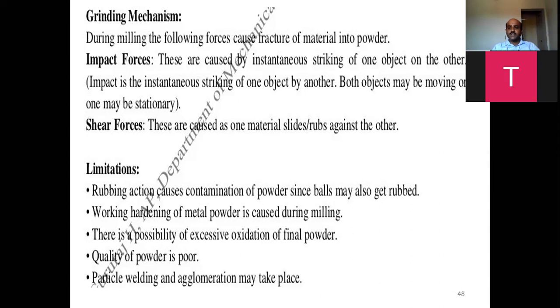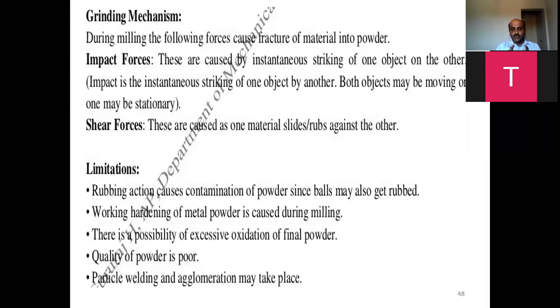And the second one, the shear forces. These are caused when one material slides or rubs against another. So shear means it is a tangential force. If one surface moves over the other surface, then generally across the surface you will find a force that we call the shear force.